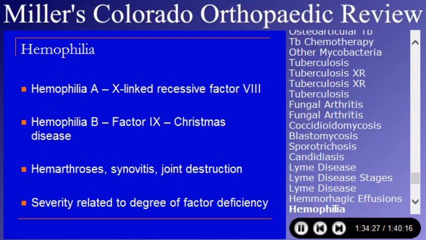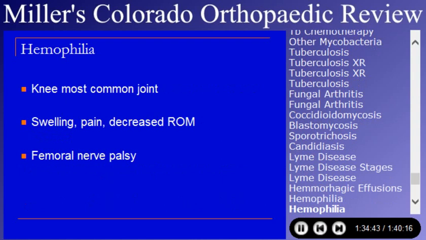And Dr. Enneking is a tough man to poke fun at, you know, big, tall, athletic guy, and he just howled at that. So remember the hemophiliac pseudotumor. The severity of the disease is related to the degree of factor deficiency. Knee is the most commonly involved joint, but the ankle is not at all uncommon. Presents with swelling, pain, and decreased range of motion.